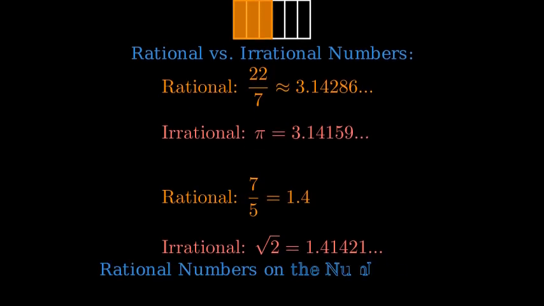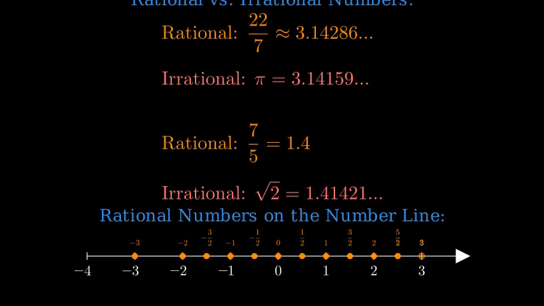Let's visualize where rational numbers fit on the number line. Rational numbers include integers, fractions, terminating decimals, and repeating decimals. They are densely distributed on the number line, meaning between any two rational numbers, there's always another rational number.